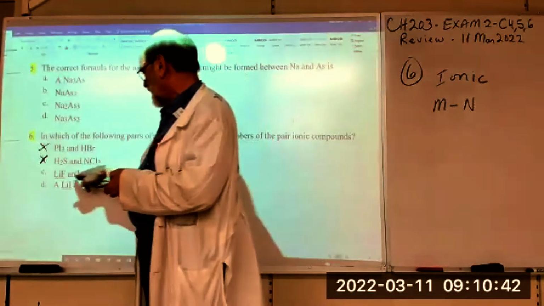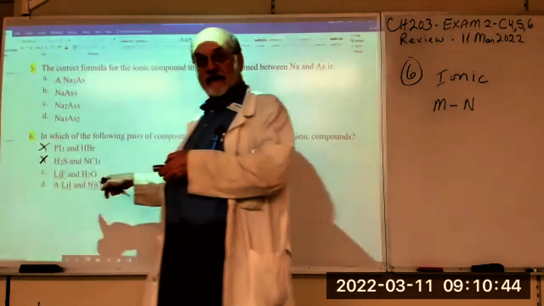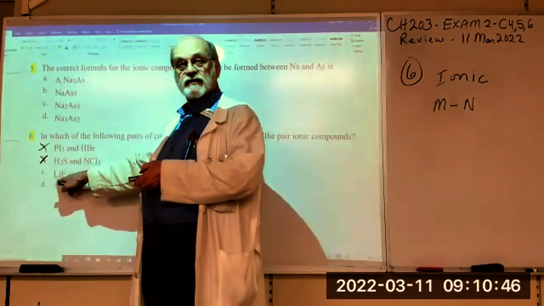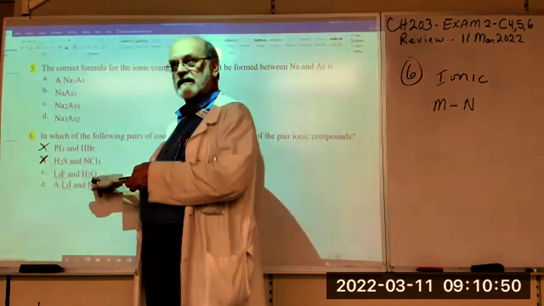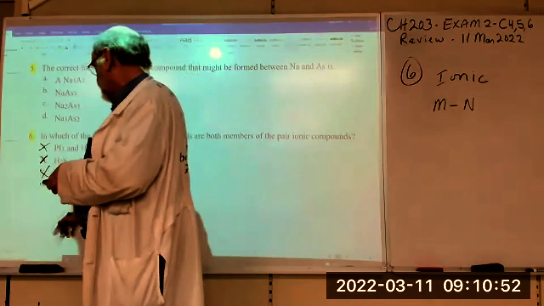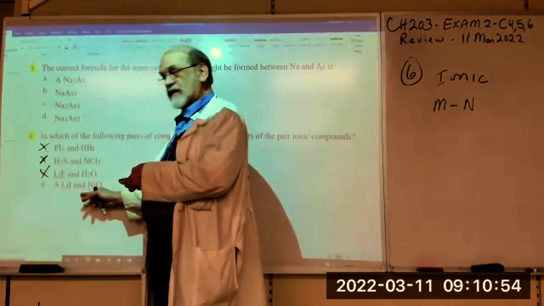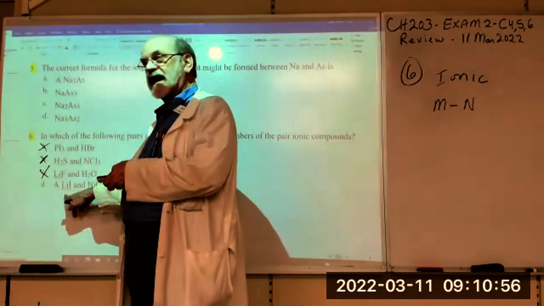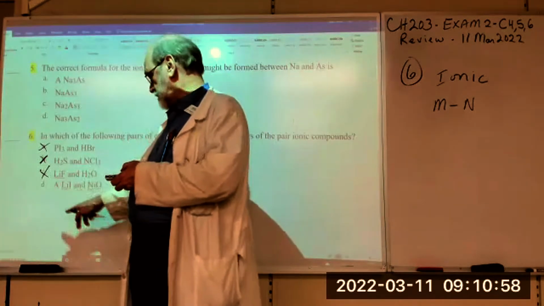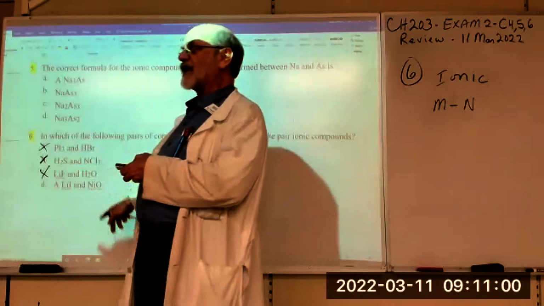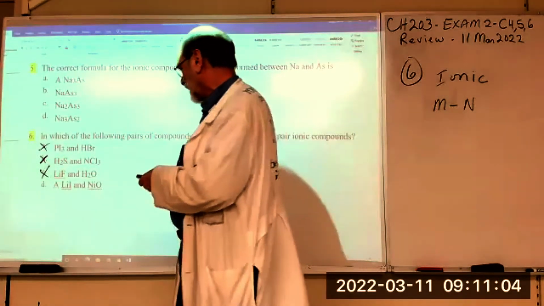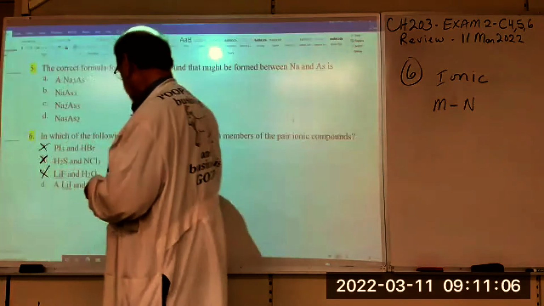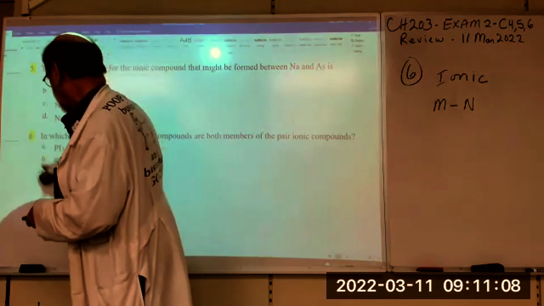How about lithium and fluorine? Now that's ionic. Lithium's a metal, fluorine's a halogen, non-metal, but water's not. So by process of elimination, this one should be the right one. Lithium and iodine, definitely ionic. Nickel and oxygen, that's definitely ionic also. So the answer to that one is D.